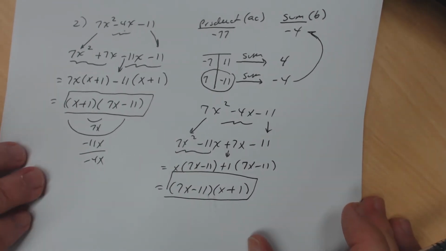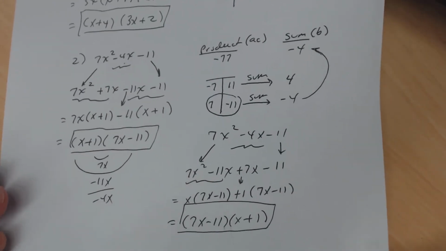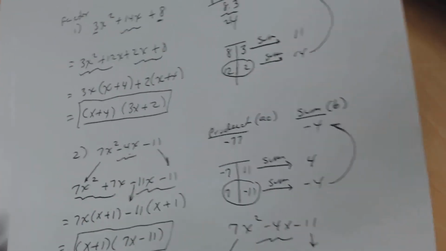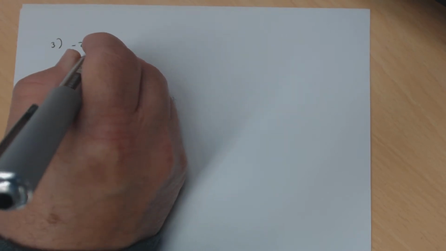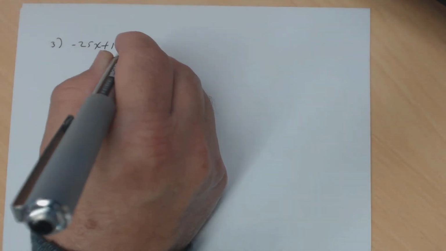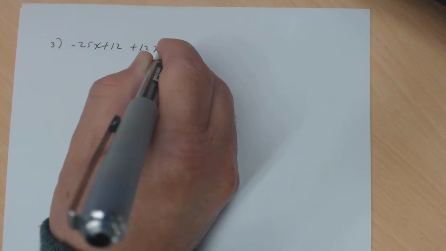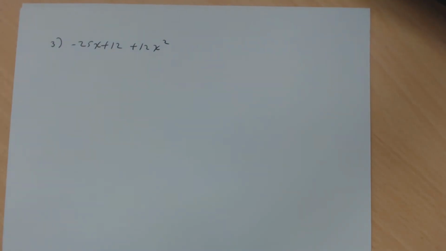Okay. All right, let's look at one more, just in case you need one more with this. So let's look at this problem. So we have negative 25x plus 12 plus 12x squared. So negative 25x plus 12 plus 12x squared.